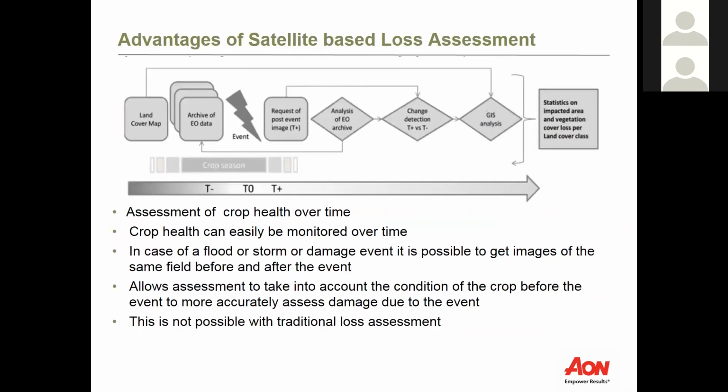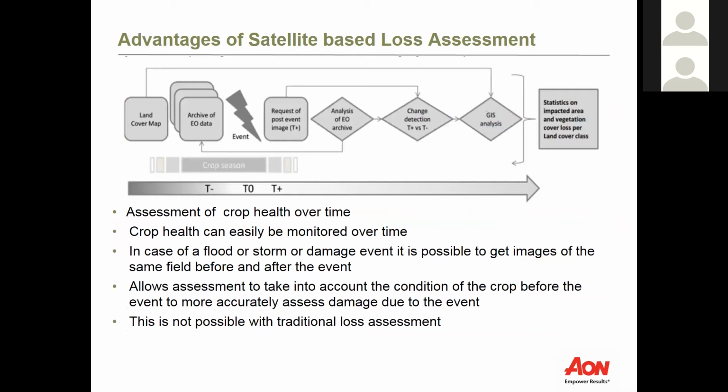So basically another really good thing about satellite-based loss assessment is that you can see how the crop is growing over time. A lot of times in insurance, no one really goes out and sees the crop until there's a claim, and then the farmer puts in a claim, someone goes out and assesses the crop. But we've got no idea how that crop was growing before the claim.